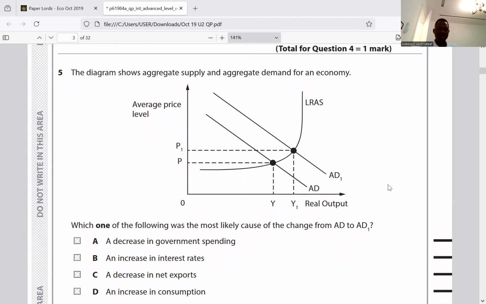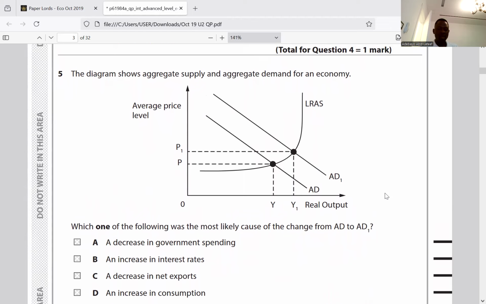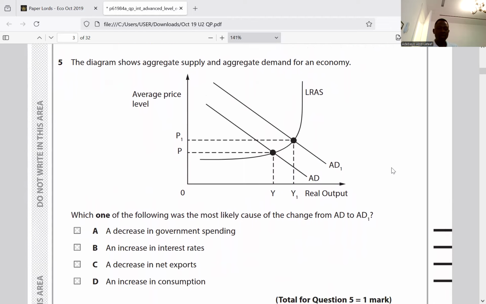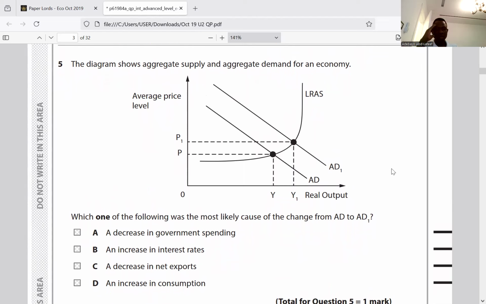Higher price level. This indicates an increase in aggregate demand. Because aggregate demand can increase if any of its components, C plus I plus G plus X minus M, rises. So a decrease in government spending would not. It would reduce aggregate demand. That's why it's not A.